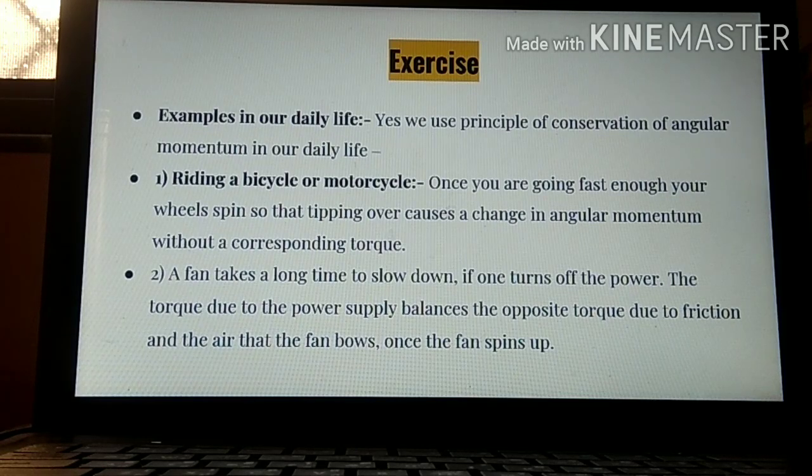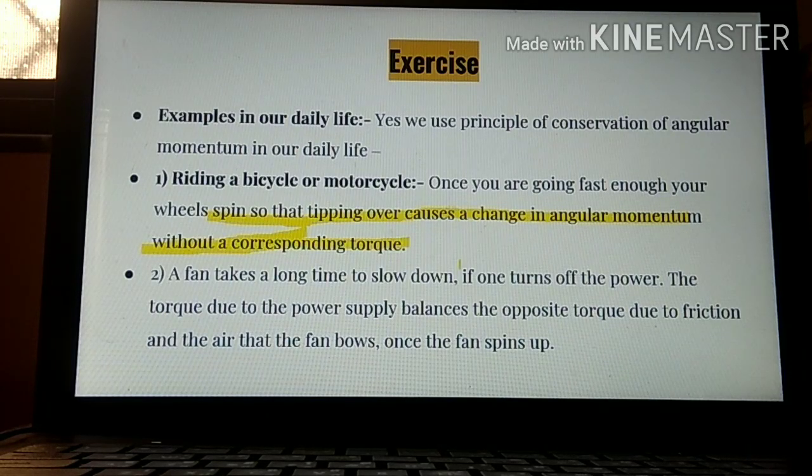One more example: riding a bicycle or motorcycle. This is a daily life example. Once you are going fast enough, your wheel spins so that tipping over causes a change of angular momentum with a corresponding torque. You might have experienced while driving or bicycling very fast, at a certain point you stop pedaling, because your foot doesn't respond to the pedal.